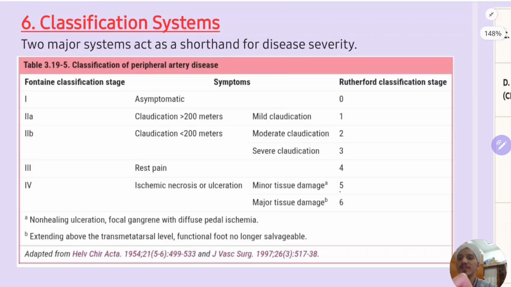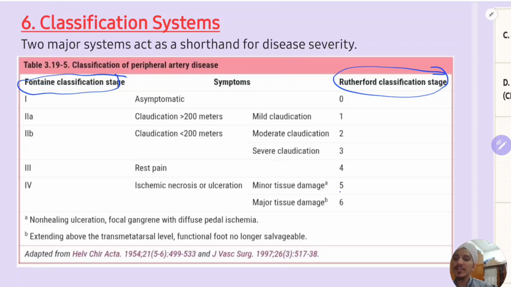So there are two classifications to grade the severity of claudication, in peripheral vascular disease, peripheral arterial disease in particular. One is Fontaine classification and one is Rutherford classification. Fontaine classification is classified as 1, 2A, 2B, 3 and 4. Rutherford classification from 0 to 6.